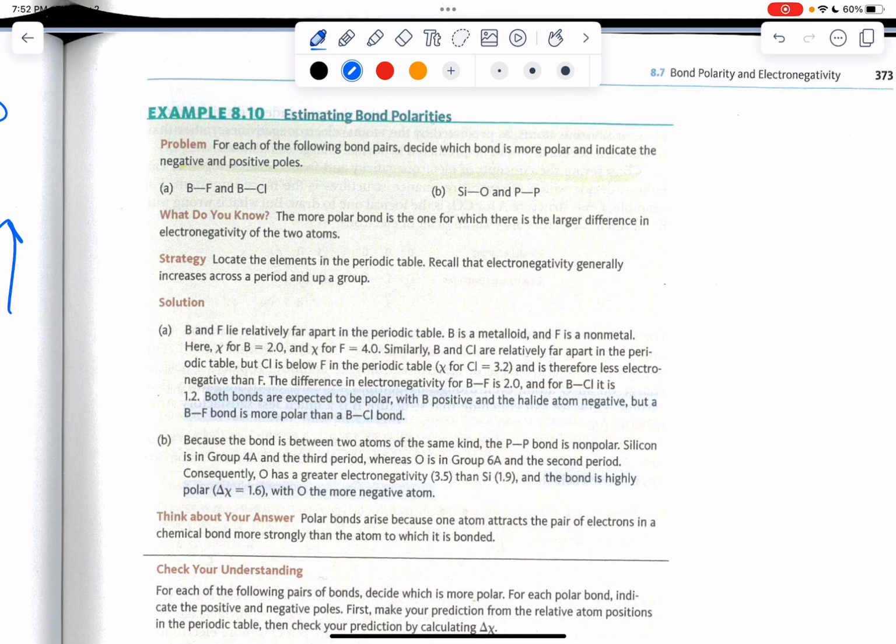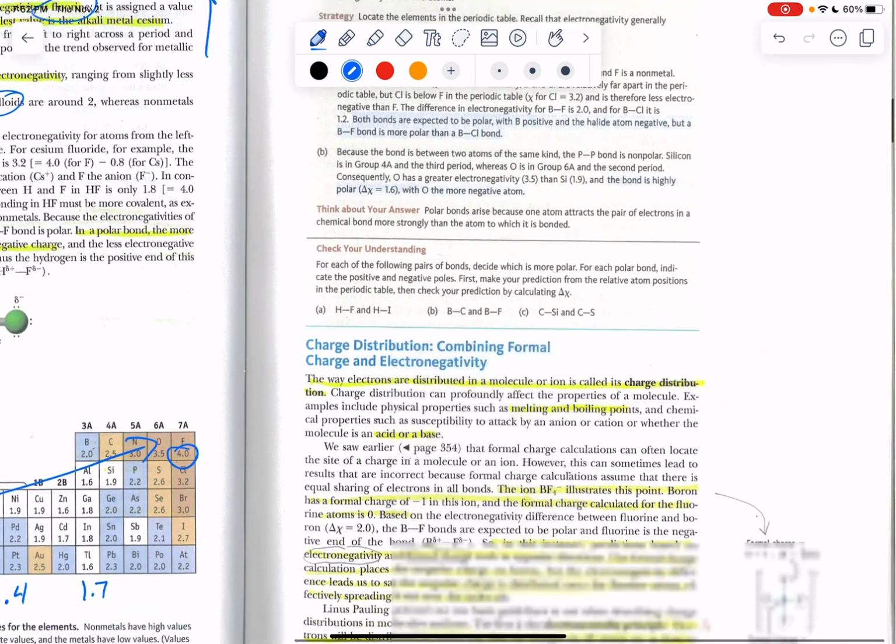So you can estimate bond polarities in a number of ways. The quick and dirty method, as I mentioned, is just to determine if you have a metal and nonmetal or if you have a nonmetal and a nonmetal. Obviously, anytime your 2 atoms are the same, your electronegativity difference will be 0. If two atoms are very close to each other, your electronegativity difference is going to be very small. The farther apart the atoms are, the bigger the electronegativity difference is going to be.